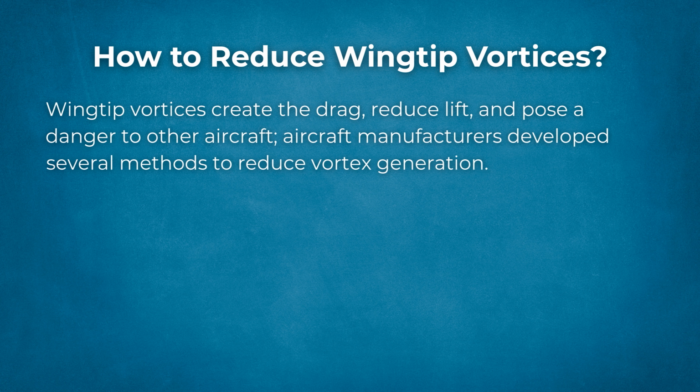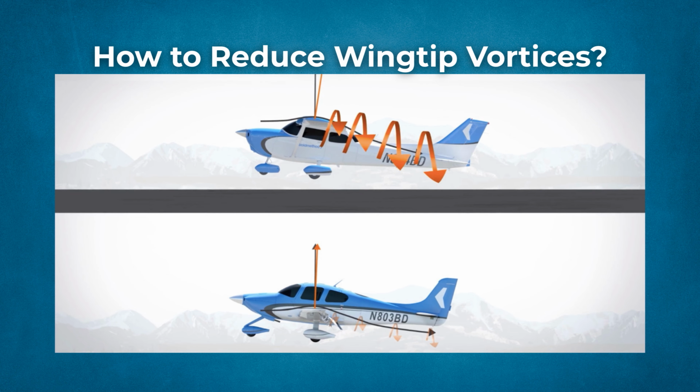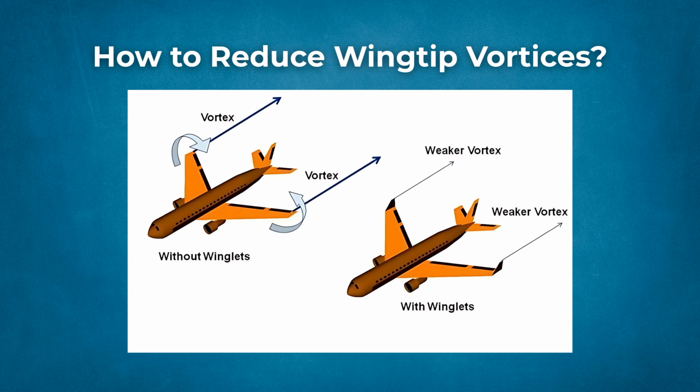Given that wingtip vortices create drag, reduce lift, and pose a danger to other aircraft, aircraft manufacturers developed several methods to reduce vortex generation. Take a look back at what happens to vortices when the aircraft is flying in ground effect. The proximity of the ground impedes the airflow around the wingtip, and the effect is very noticeable. Aircraft manufacturers attach barriers on the tips of the wings to achieve the same result, preventing airflow around the wingtip.